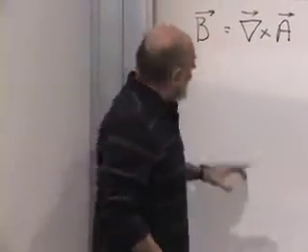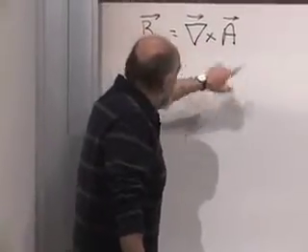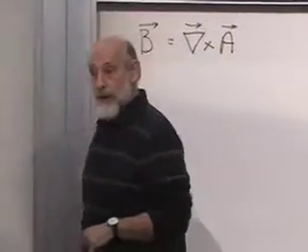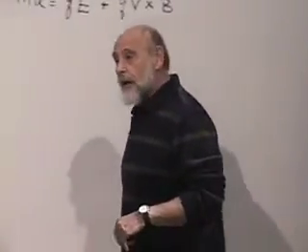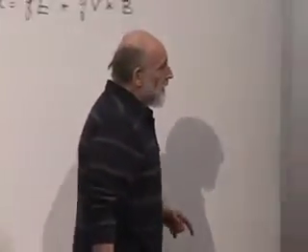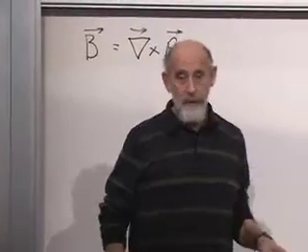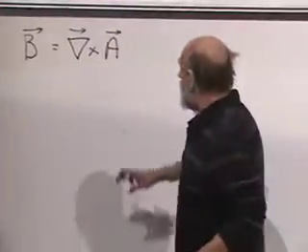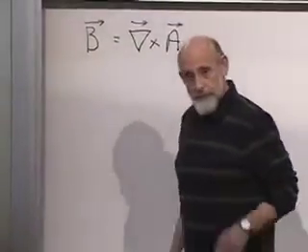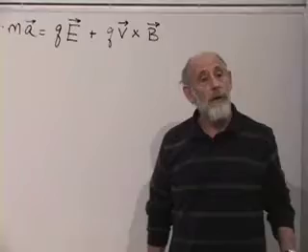Any field whose divergence is 0 can always be expressed as the curl of something else, but not in a unique way. We'll come back to that non-uniqueness. There's a non-uniqueness in the vector potential here, that the vector potential can be changed without changing the magnetic field.